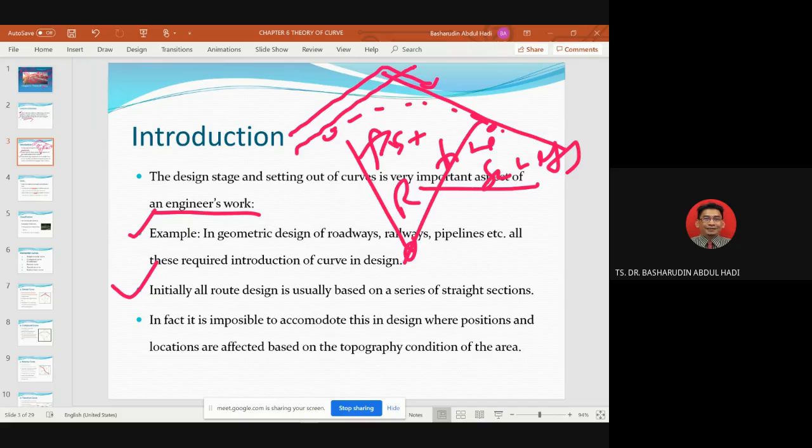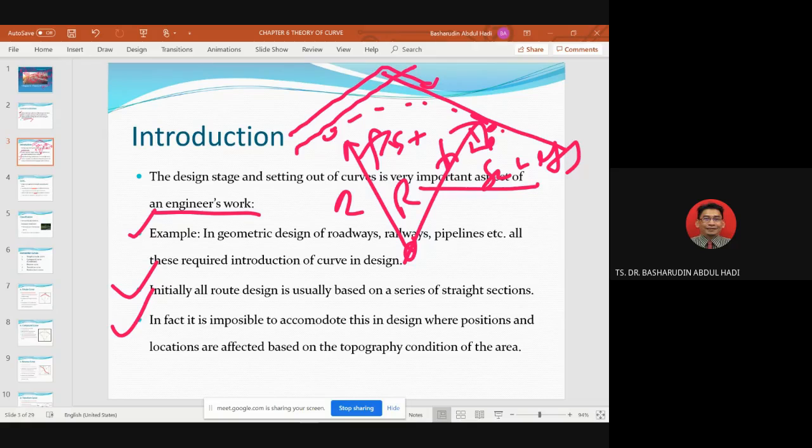If you want your train's speed to maybe reach 300 kilometers per hour in future, or your car to speed up to 250 kilometers per hour on a highway, you must determine one part, which is the radius of the curve. Because if the radius is not enough, when you pass through this horizontal curve or vertical curve, your car or your train will be overturned. Okay. In fact, it is impossible to accommodate this in design where position and location are affected by the topography condition of the area.